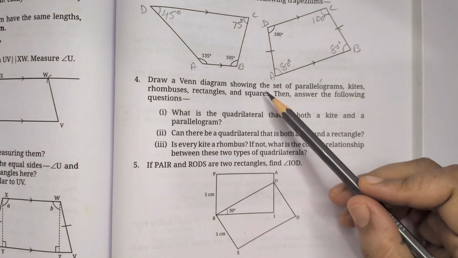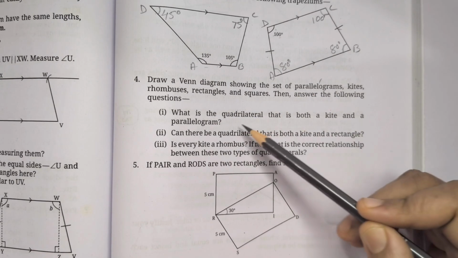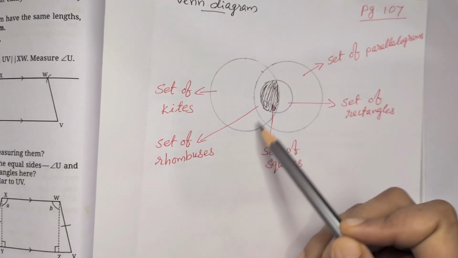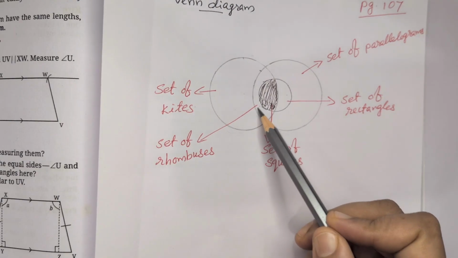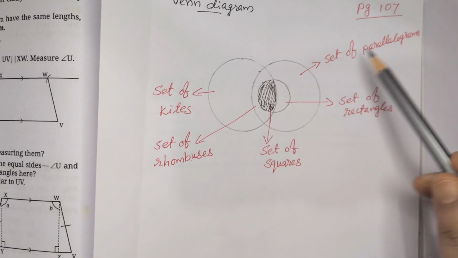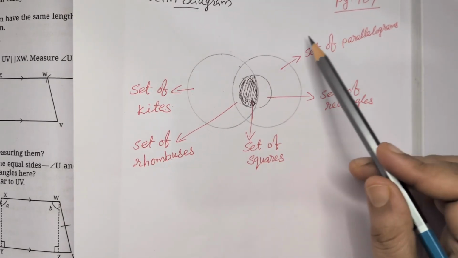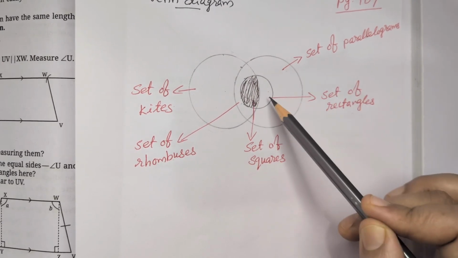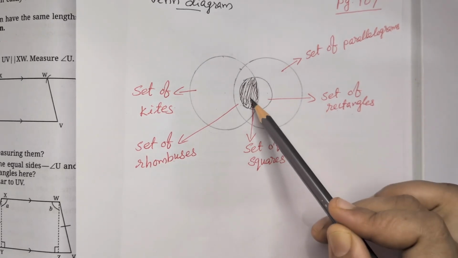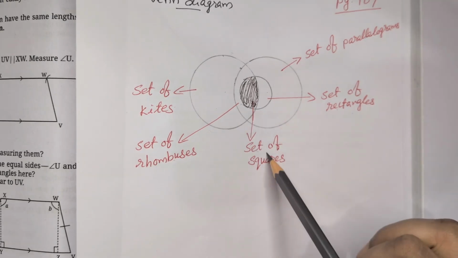Draw a Venn diagram showing the set of parallelograms, kites, rhombus, rectangle and squares. Then answer the following questions. So we can draw the Venn diagram like the same way. Here the set of kites, this is the set of rhombus, in between the set of squares, this side the set of parallelograms and the set of rectangles. From this diagram we can see that the set of parallelograms is a big group, and in that itself rectangle is coming. Again the special case of rectangle, that is squares. From this side it's a kite, then rhombus and squares.